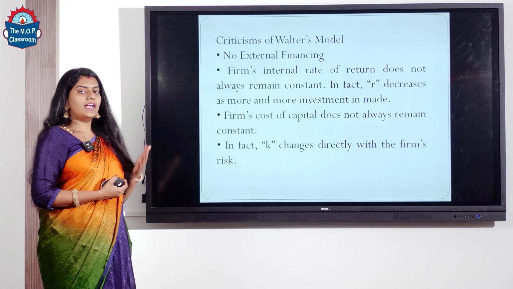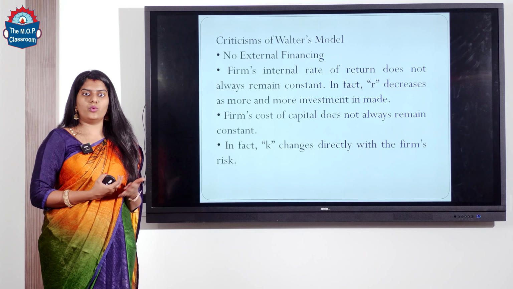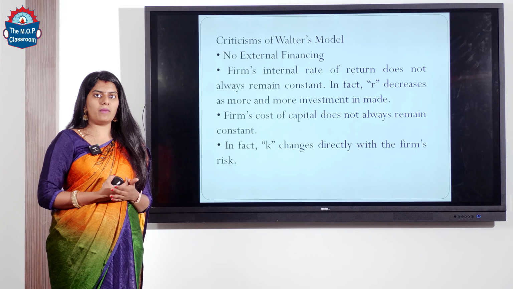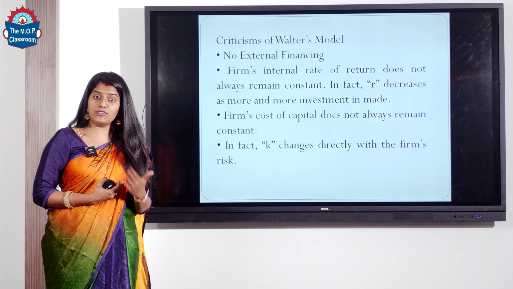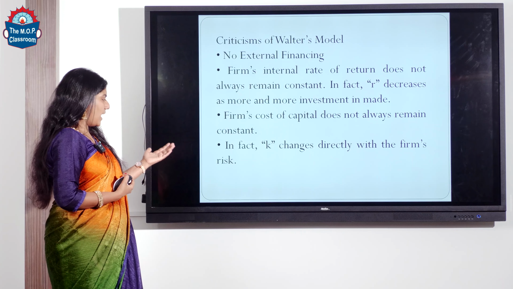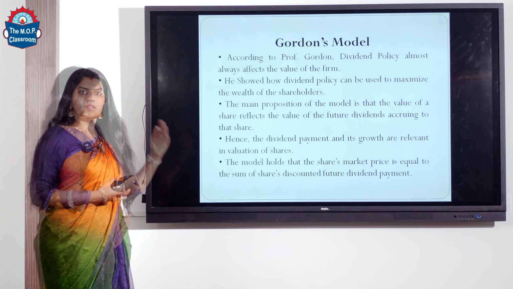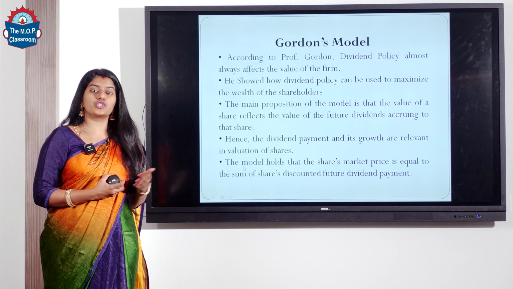The second being, they are assuming that your R and K are going to be constant, which is not true. In real life or in an actual market, your R and K can never be constant between 2 years. Your cost of capital and your R keep changing based on the performance of the firm. Now, we're going in for the next model, which is Gordon's model.